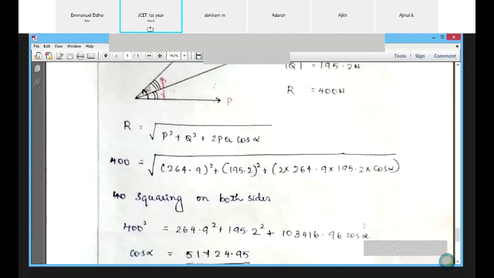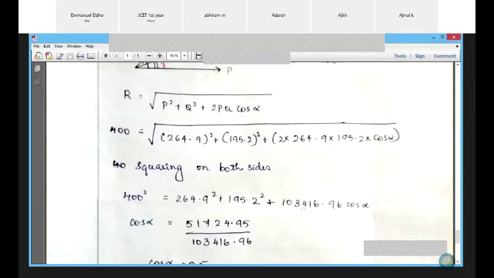So on removing this square on both sides, on squaring this equation, you will get 400 square is equal to 264.9 square plus 195.2 square plus 2 into 264.9 into 195.2. This will be equal to 103416.96 cos alpha. Now bring all the constant terms on one side, the unknown term on another side. ഒരു സൈഡിലേക്ക് കോൺസ്റ്റന്റ് ടേംസിനൊക്കെ കൊണ്ടുവരിക, അൺനോണിനെ മാത്രം ഒരു സൈഡിലേക്ക് നിർത്തുക.